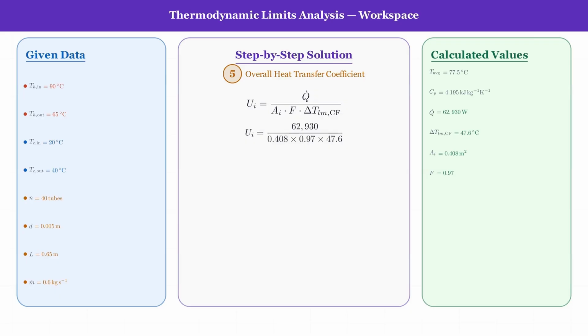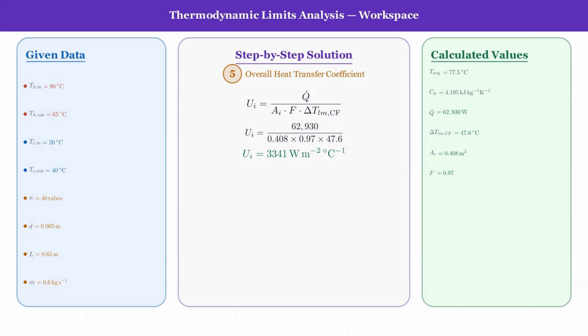62,930 watts in the numerator, 0.408 times 0.97 times 47.6 in the denominator. U sub I equals 3,341 watts per square meter per degree Celsius.